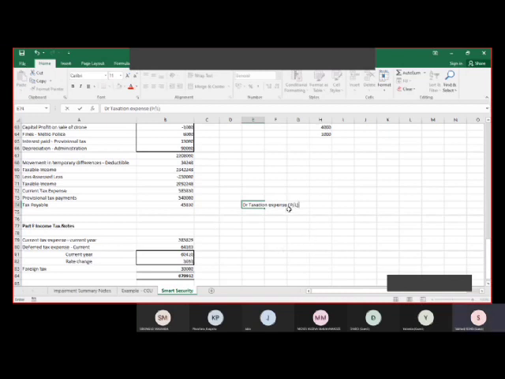Then you'll have SARS credit, SARS payable, SARS payable of, so that's the amount that you are owing SARS.